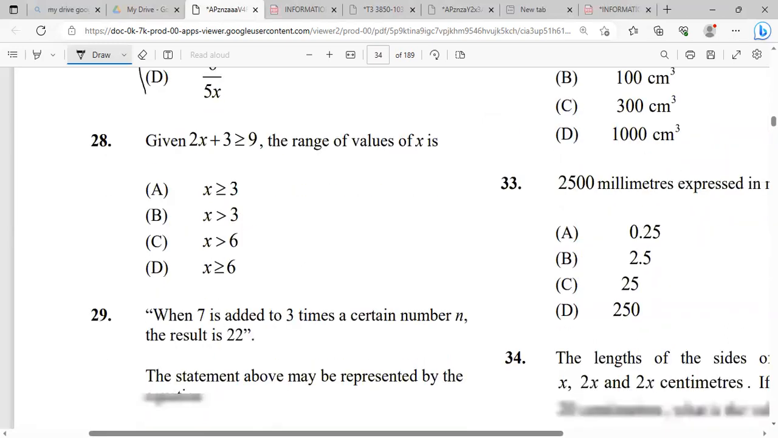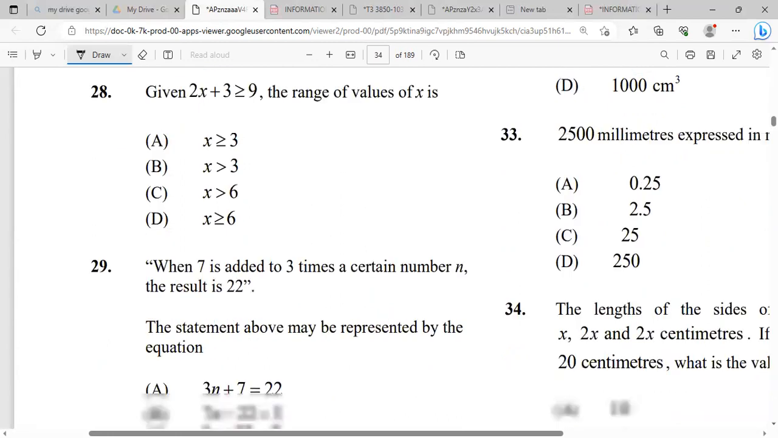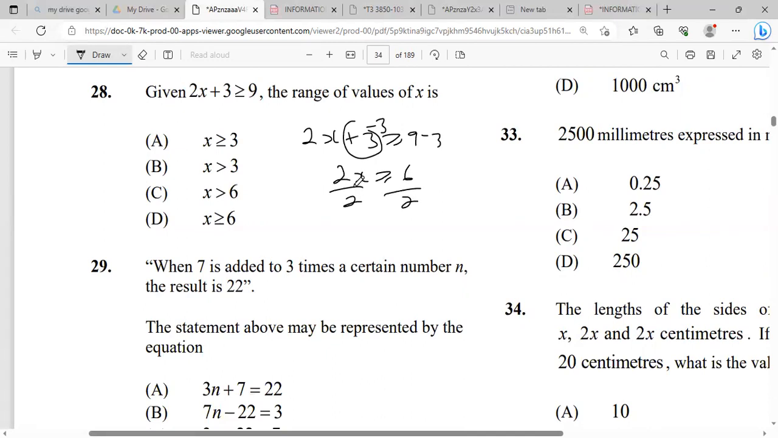All right, so it says for 28, given that 2x plus 3 is greater than or equal to 9, the range of values would be, so we have 2x plus 3 greater than or equal to 9. So we treat it like a regular equation, minus 3 from both sides. So this gives us 2x greater than or equal to 6. And then we divide by 2. So x is greater than or equal to 3. And that would be A.